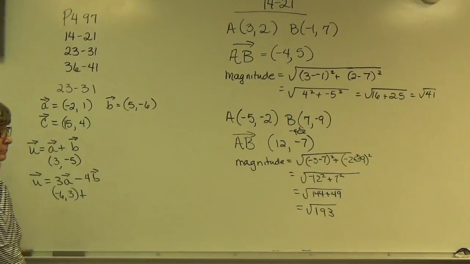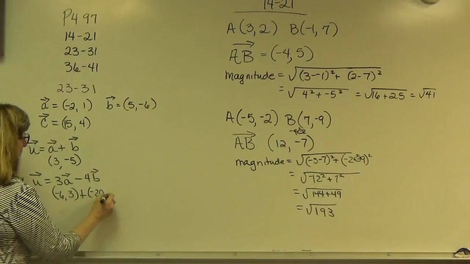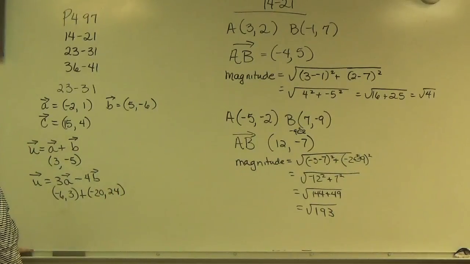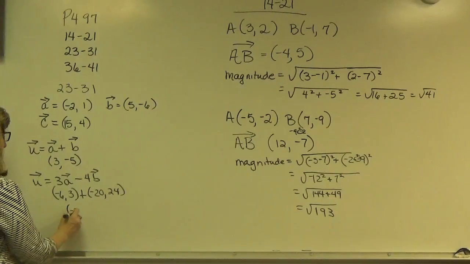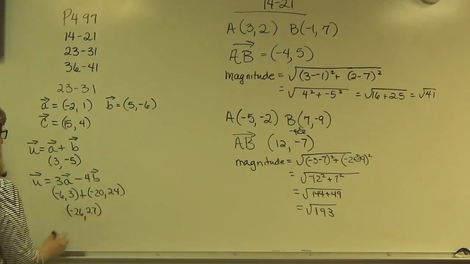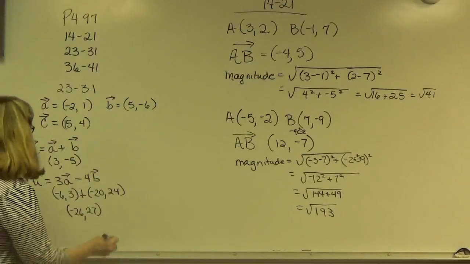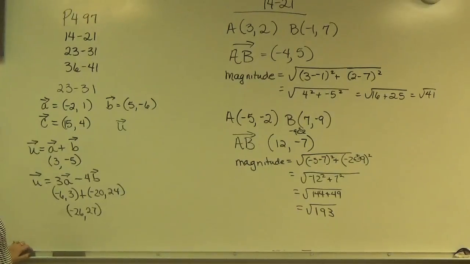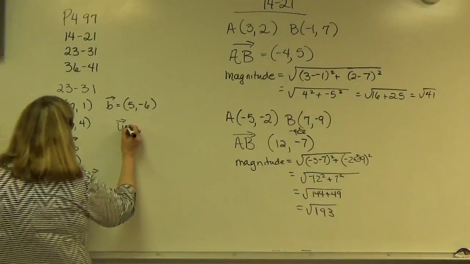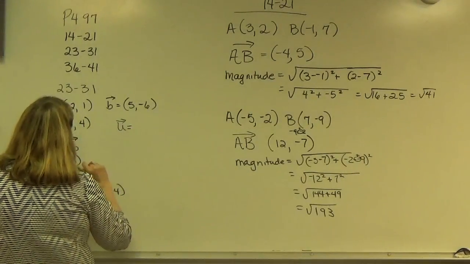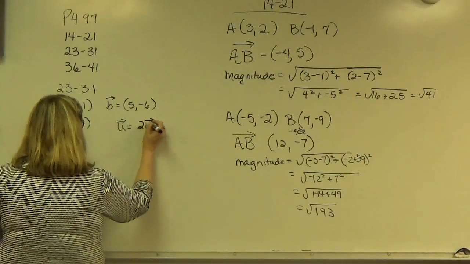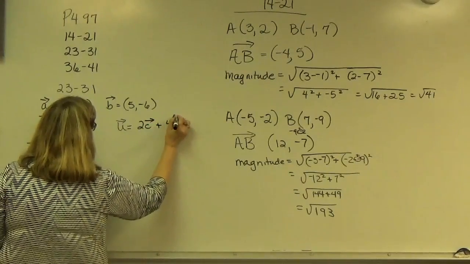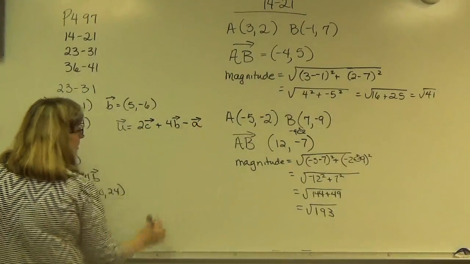So what will you get? -20 and 24. And now what does those add up to be? -26 and 27. There's our answer. Can we do another one of those? Where did the -4 come from? That was just the problem. That's what I made up as the problem. Let's go 2c plus 4b minus vector a.